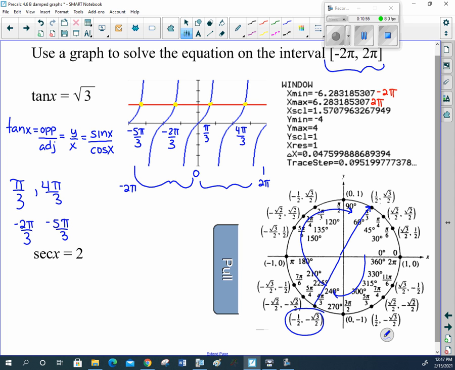So you can use your unit circle to solve that, and then you could just type it in your graphing calculator to check to make sure you have the right answers.